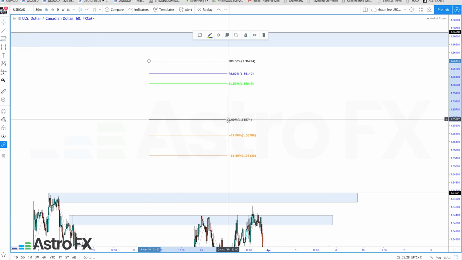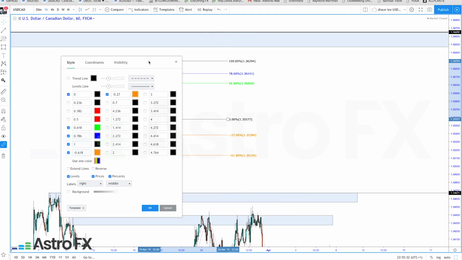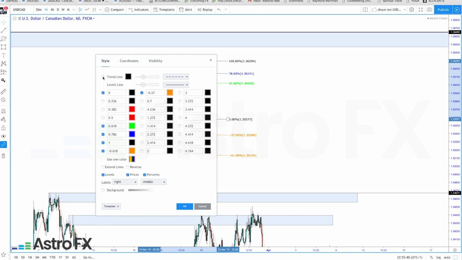I'm going to go ahead and draw a Fib retracement on here at the start to solidify which levels we are exactly using. Now you need to put your settings the same as mine. Trend line, we want to take that off. 0, check. Uncheck, uncheck, uncheck. 0.618, check. 0.786, check. 1, check.